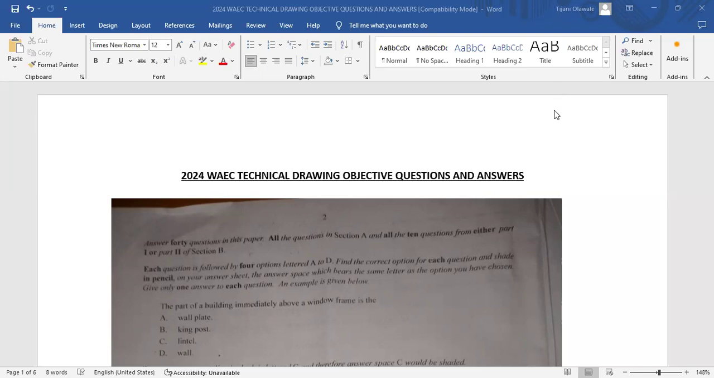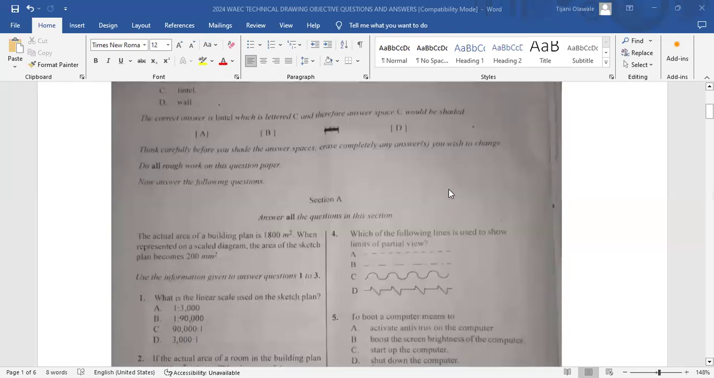Here we have 2024 WAEC Technical Drawing Objective Questions and Answers. I'm going to provide answers to the first 30 questions on geometrical drawing and questions 31 to 40 on building drawing only. So without wasting much of our time, let's start.